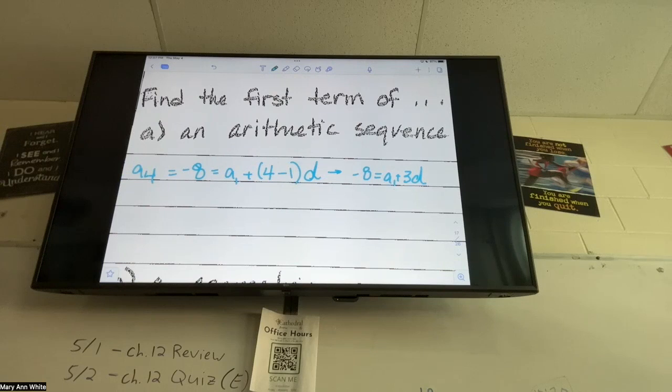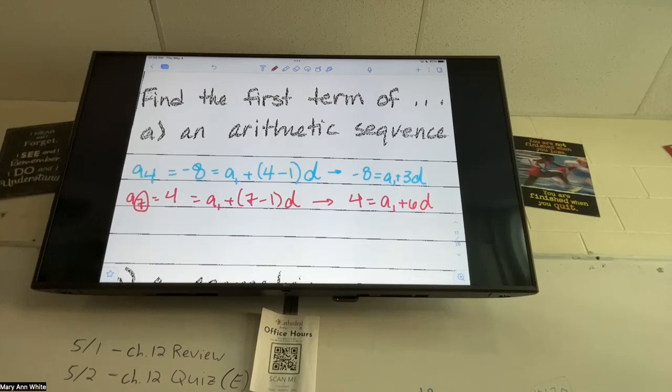We're going to do the same thing for the other equation. The other one says a sub 7 equals 4. So then I know that 4 is going to equal a sub 1 plus n minus 1 times d. Well, what's my n for this one? Nope, 7. We're in the seventh spot. A sub 7. 7 goes for my n. So again, I'm going to simplify that. That's going to become 4 equals a sub 1 plus 6d. 6d is a variable times a number, not 60.